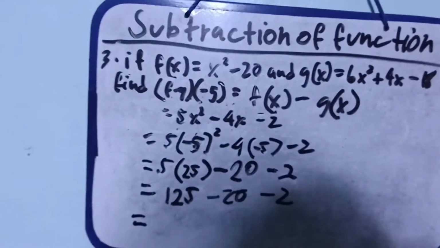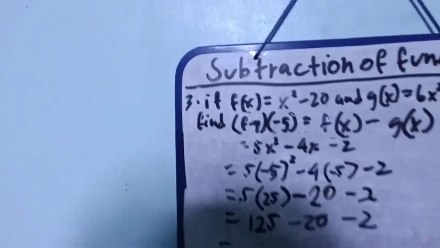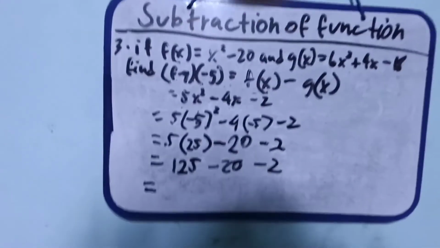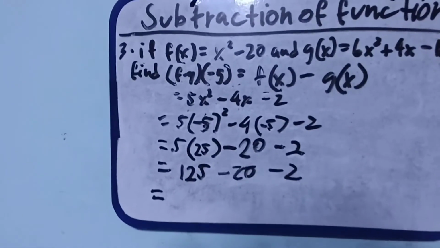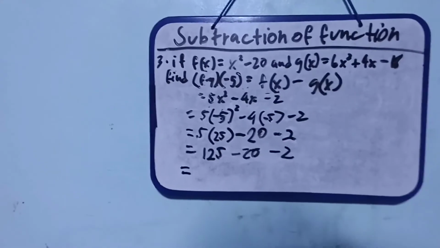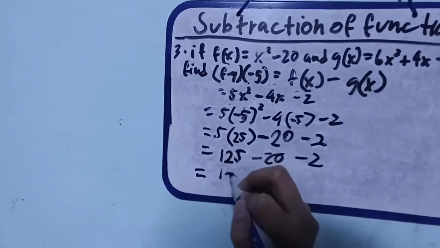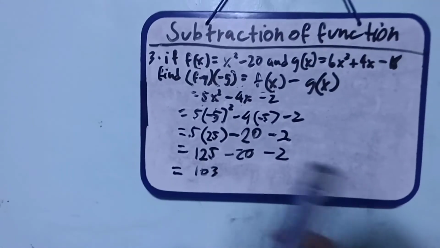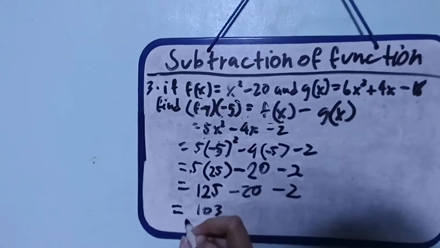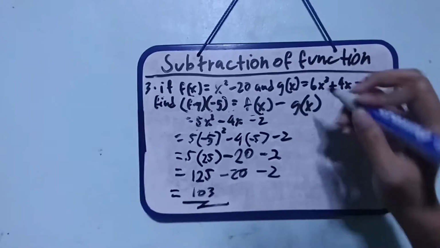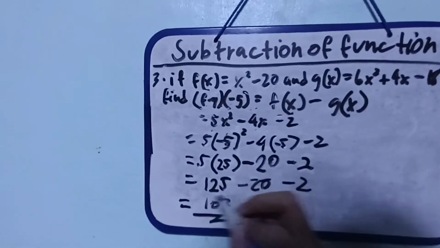So, final step is, i-minus natin sila lahat. 125 minus 20 minus 2. Ilan ba siya? So, 125 minus 20 minus 2. Did you already figure it out? Nasolve niyo na ba? So, ito yung sagot. 103. 125 minus 20 minus 2 is equal to 103. And that is our final answer. So, f minus g of negative 5 is 103.